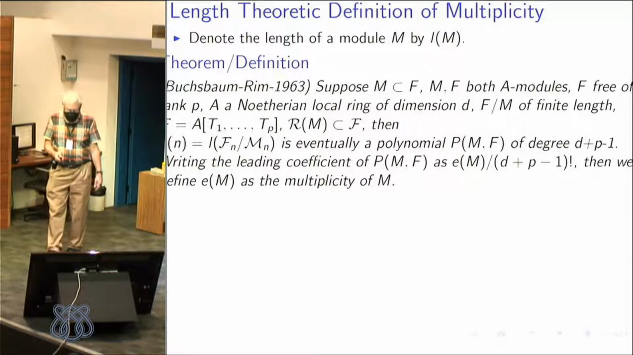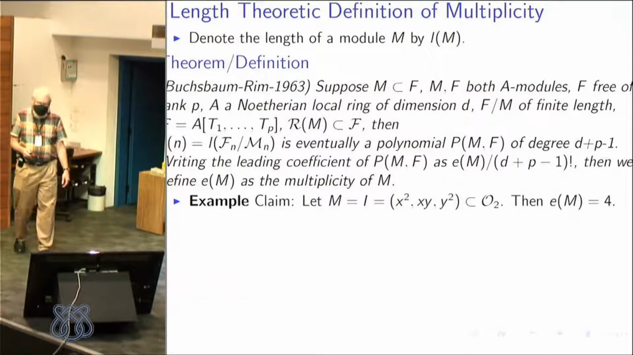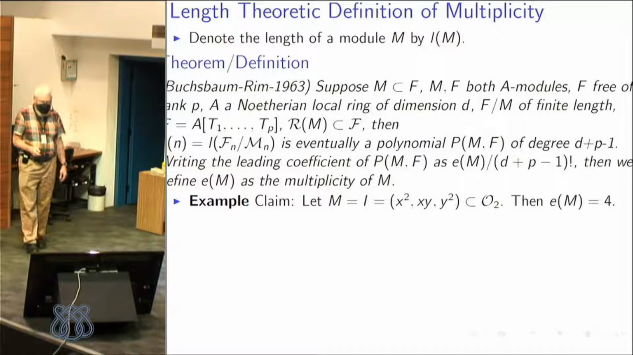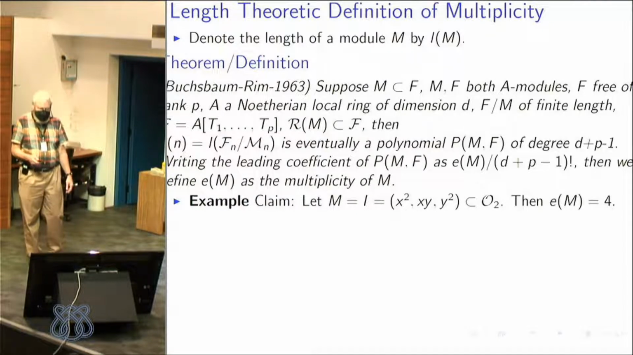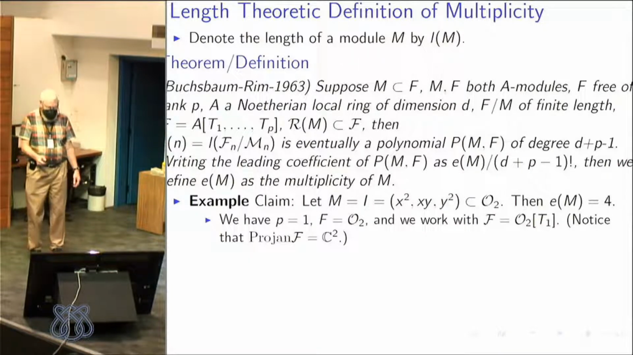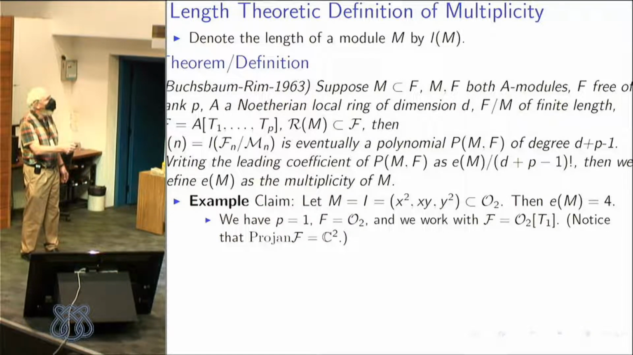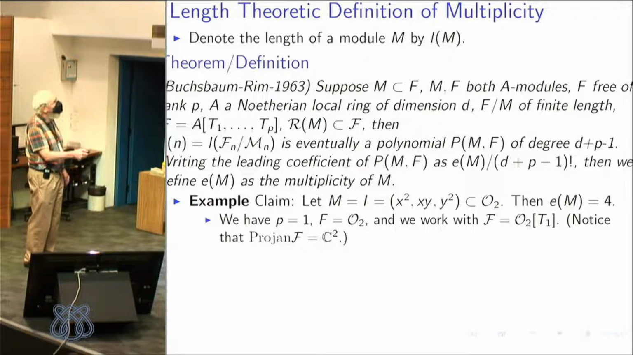Well, let's look at an example first. Let's show that the multiplicity of the ideal, which is the square of the maximal ideal in two variables, is 4. All right, so in this example, what is p? Well, p is going to be 1. And if p is just 1, then the free module is O_2, and script F is O_2 adjoined T_1.